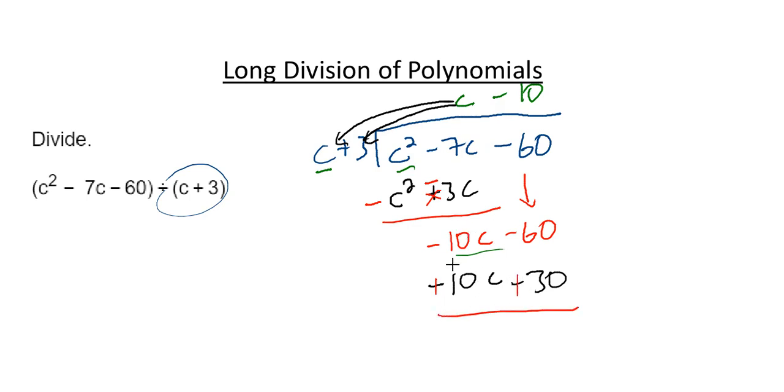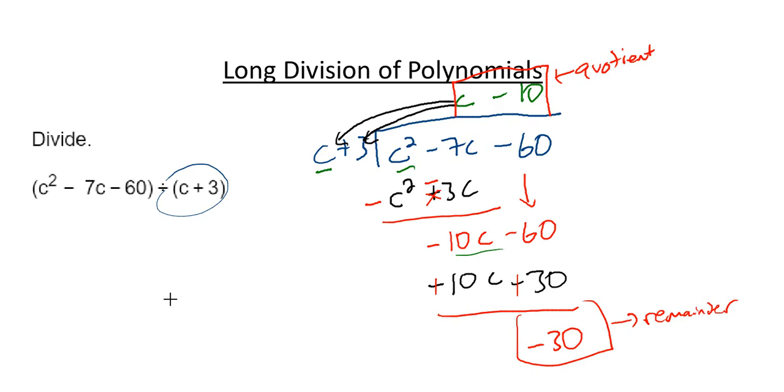Then we combine like terms. The highest power of c cancels out. And when we combine these together, we have negative 30 left over. And so my answer, my quotient, is the c minus 10. That's the quotient. And my remainder is negative 30.